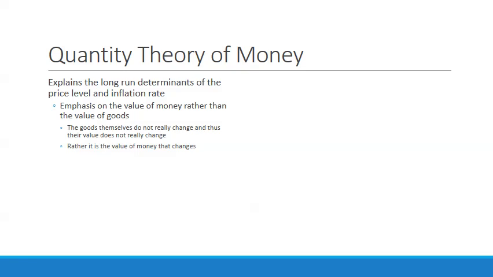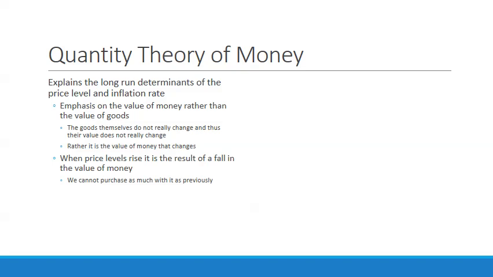In other words, a loaf of bread can be valued at one price today and have the exact same value tomorrow, but the price can change. Why can the price change? Because the value of money changes. So when price levels rise, it's the result of a fall in the value of money, and so we cannot purchase as much with it as previously.